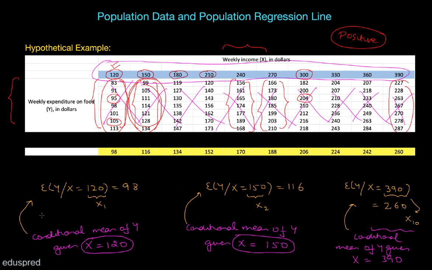So I can also write this as expected value of y given x equal to x1. Okay, or I can also write it as expected value of y given x1. Even that is fine. Similarly, I can write over here expected value of y given x equal to x2. In this particular example, the x2 is taking the value 150. I can also write it as expected value of y given x2. Even that would do. And similarly, I can use the same notations over here as well.